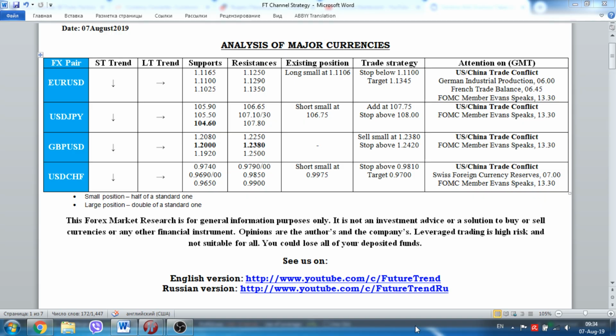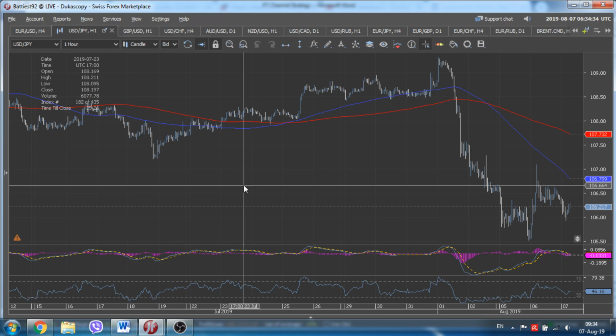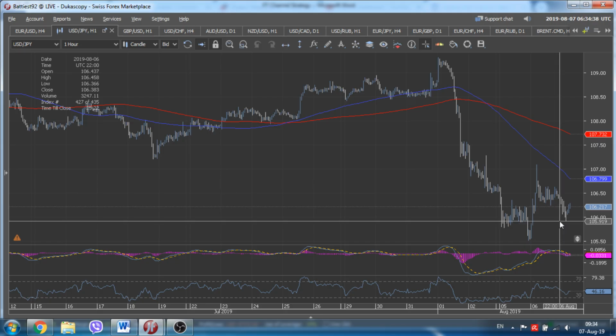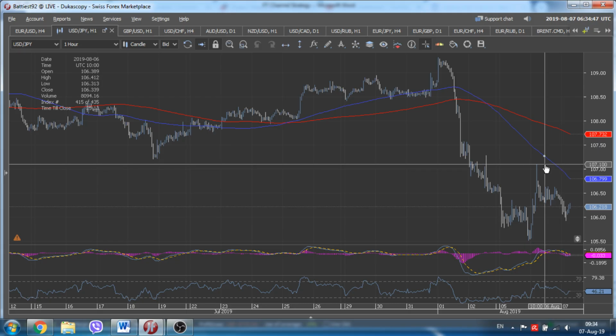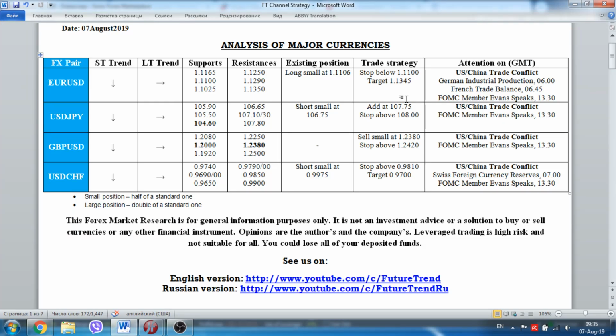That of course provoked some profit taking in currencies like the Japanese yen, for example, or the Swiss franc. Japanese yen, of course, was just below 106 this morning during the Asian session, but yesterday we saw it even above 107, and that, as you remember, gave us a chance to enter a fresh short position in the dollar yen. At the moment we still keep it at 106.75.